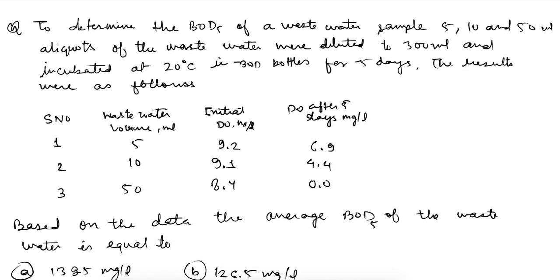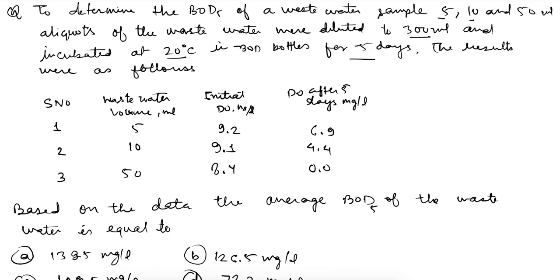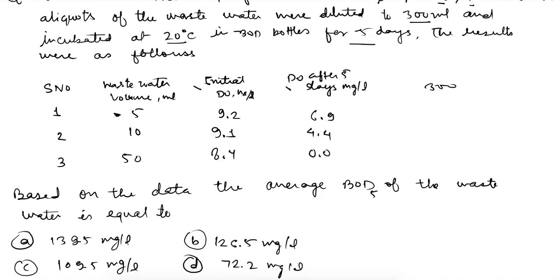Here it says, to determine the BOD5 of a wastewater sample, 5, 10 and 50 ml aliquots of the wastewater were diluted to 300 ml and incubated at 20 degrees Celsius in BOD bottles for 5 days. So standard conditions are there. The results were as follows. Wastewater volume, initial volume is given, final volume is 300. So using that we can find out the dilution factor. And apart from that, initial DO is given, DO after 5 days is given. So we have to find out the average BOD of the wastewater.